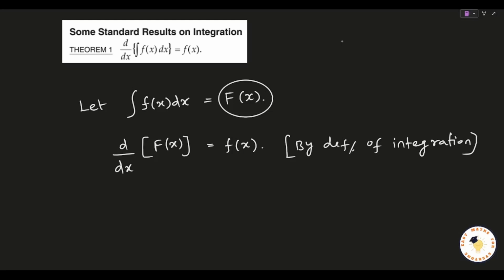So let us put the value of capital F of x once again. So we get d by dx of integral f of x dx. That is how we have taken capital F of x, right? So d by dx of integral f of x dx is equal to small f of x. So when you differentiate the given integral once again with respect to x, you will get back the function inside the integral, which is the integrand.